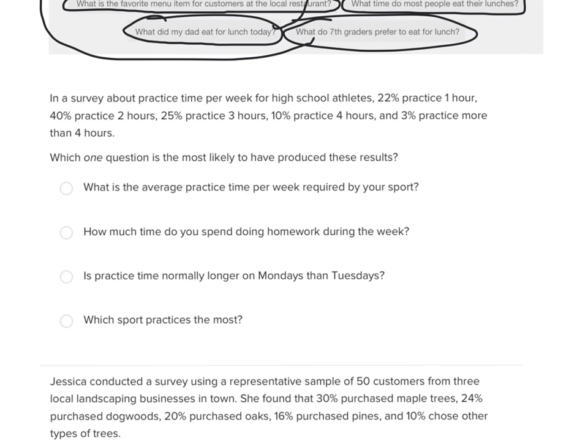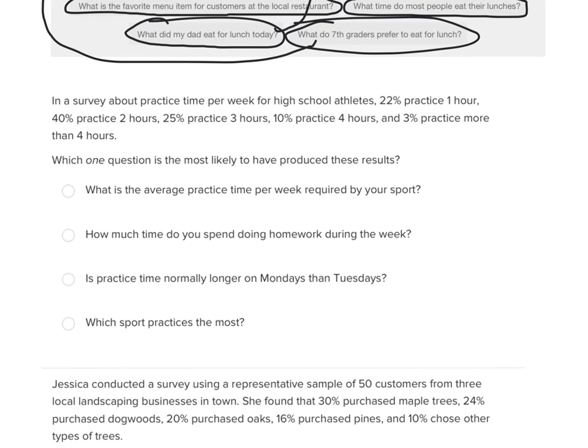In a survey about practice time per week for high school athletes, 22% practice 1 hour, 40% practice 2 hours, 25% practice 3 hours, 10% 4 hours, and 3% practice more than 4 hours. Which one question is most likely to have produced these results? So if you ask, what's the average practice time per week by your sport? That seems likely. I think that's a possibility. So I'm going to keep that one in mind.